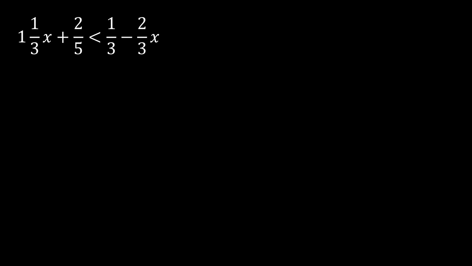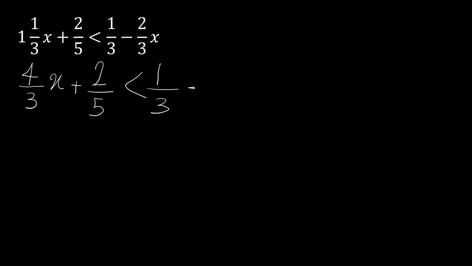Here we have fractions. Can I simplify this side? Yes, as I told you in the video about solving equations with fractions, first I must get rid of mixed numbers. So I must convert it to a fraction. How am I supposed to do that? By multiplying the whole number by the denominator and adding it to the numerator. So I'm going to have 3 here: 1 times 3 is 3, plus 1 is 4. 4 over 3x plus 2 over 5 is less than 1 over 3 minus 2 over 3x.